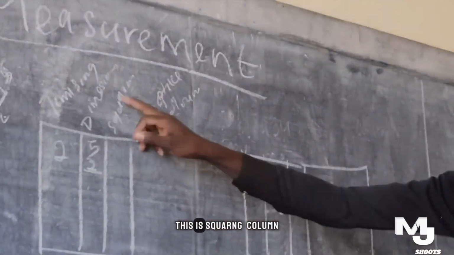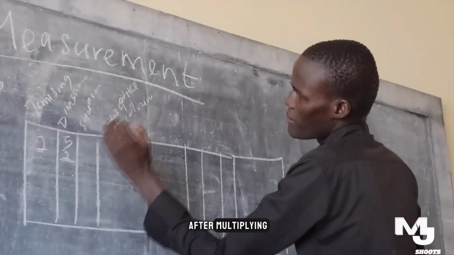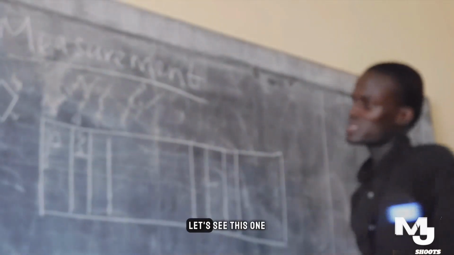Then after that, this is the squaring column. The squaring column is what you get after multiplying the dimension column and the times column. Let's say this one.